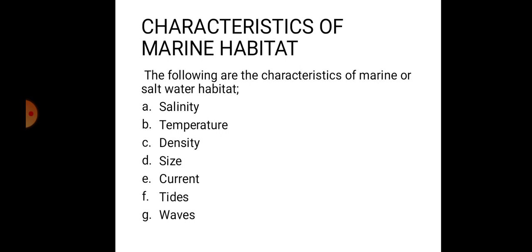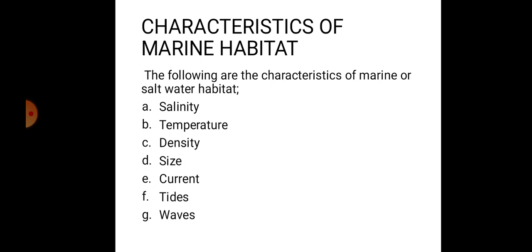We have B, temperature. Temperature in the ocean is affected by geographical latitude, ocean currents, the discharge of rivers, and by the presence of hydrothermal vents.